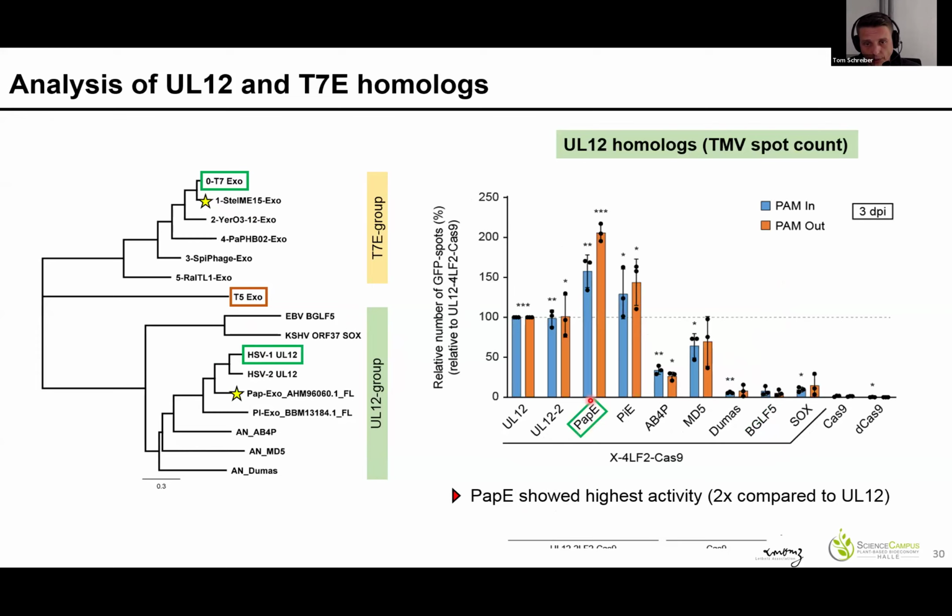It's from herpes simplex virus infecting papains, so that's why I called it PAP-E. And here we end up with double the efficiency, up to double, in the PAM-out orientation. So we have 2 homologs which are even better. So we have ME15 of the T7 exonuclease group and PAP-E from the UL12 exonuclease group.